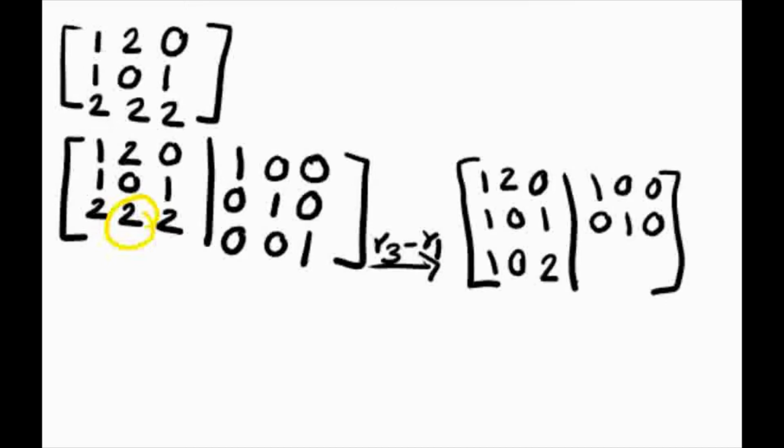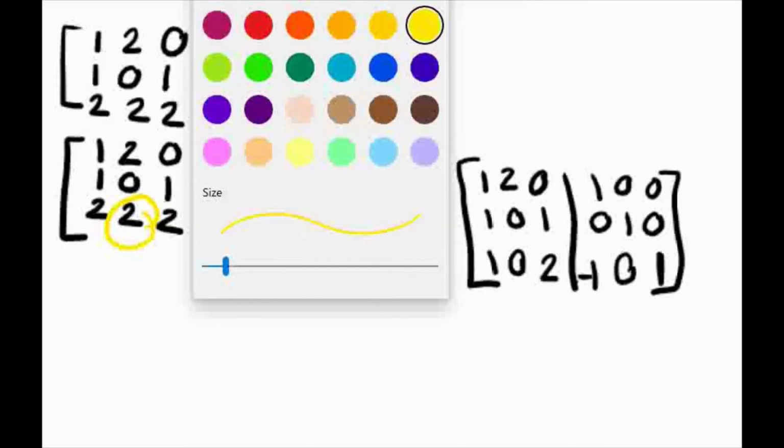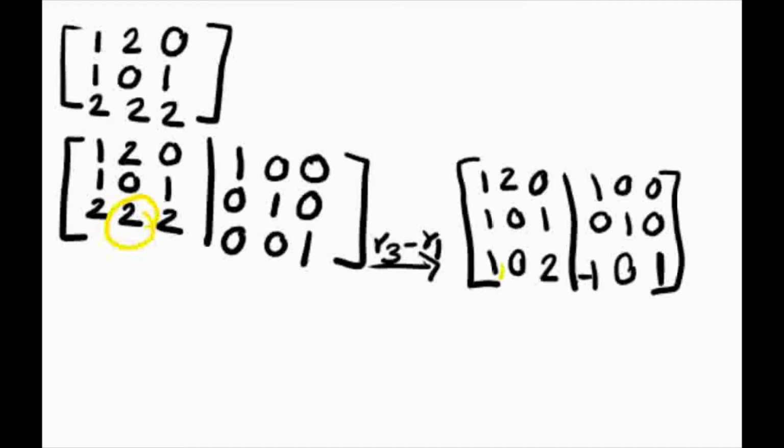And after that I have 0 minus 1 give me a 1. I have 0 minus 0 give me a 0. I have 1 minus 0 will give me a 1. And here I have 0 minus 1, so this is going to be a negative 1. Next step, I'm going to change my color to yellow again. I can see that it's easier for me to change this 1, so I'm going to change that.